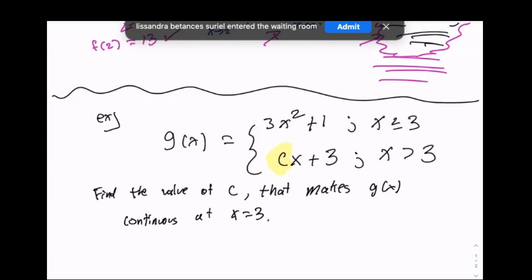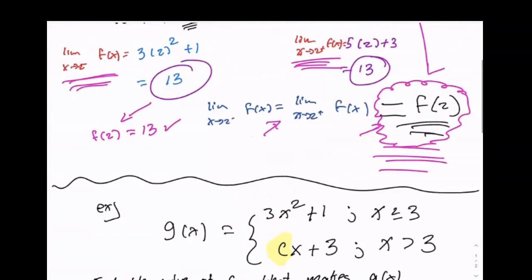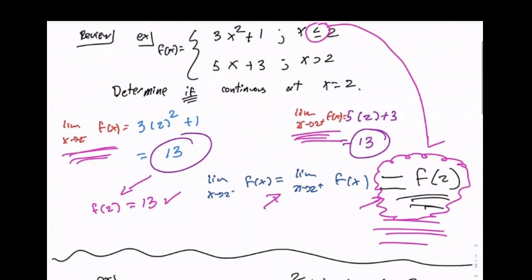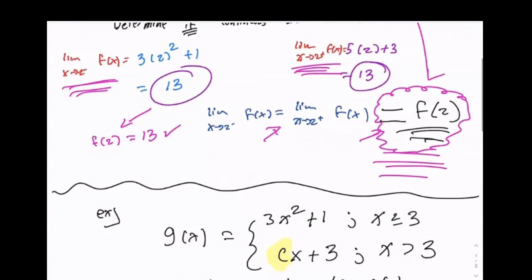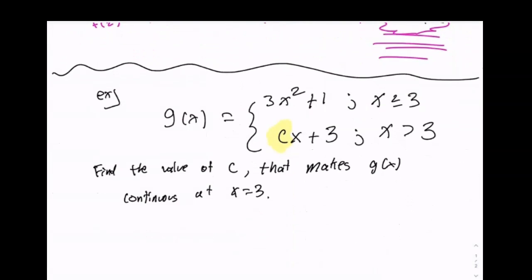Or we can word the problem in other ways. I can tell you g of x is continuous everywhere. Find the value of c that makes that statement true. In the previous problem, c was 5, but that was for x equals 2. Now we're going to do the work pretty much identical to what we just did, and that's a reason why I did the previous example. So we're going to follow the steps almost identical to the previous problem.